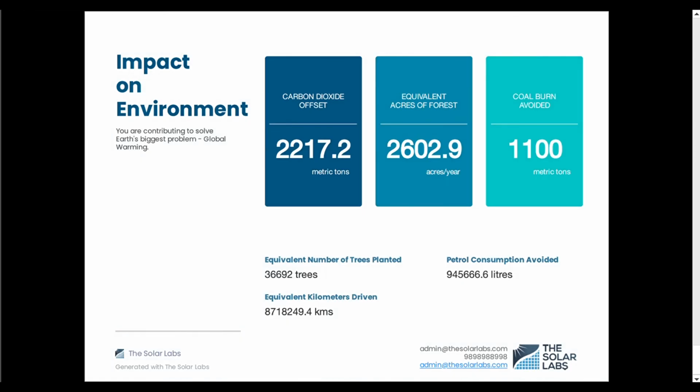The last page of the report covers the environmental benefits of installing solar. Since the electricity produced by solar doesn't burn fossil fuel, we can calculate the carbon dioxide offset. Similarly, we can calculate the equivalent number of trees planted.